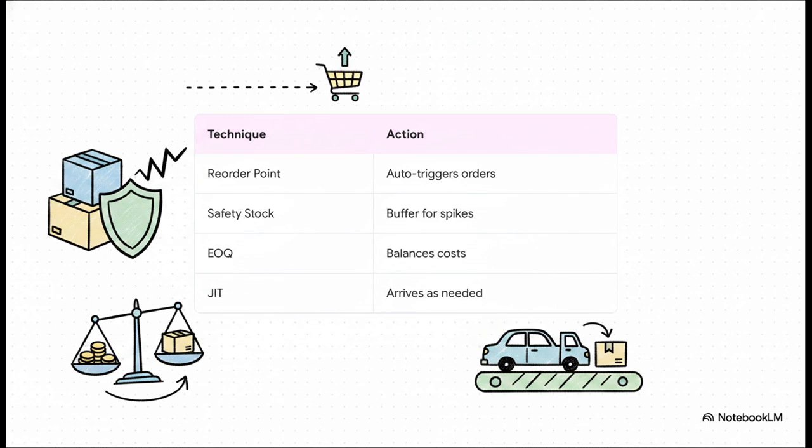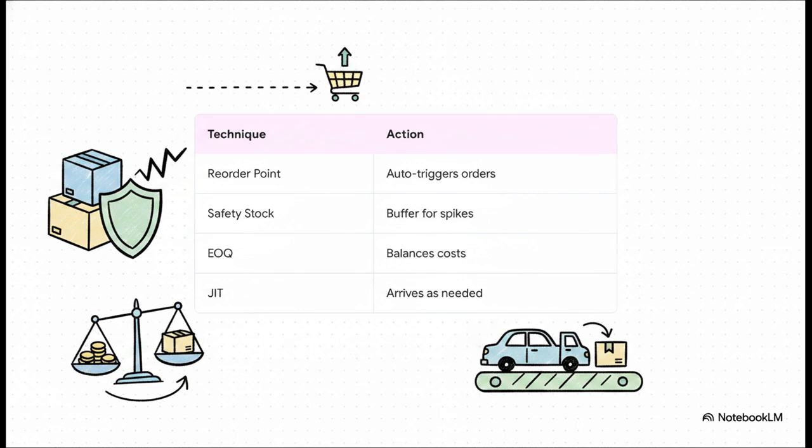Once you forecast that demand, you have to optimize the stock you actually hold in the warehouse. For your notes, group these 4 specific optimization techniques together. First up is the reorder point. This is where the ERP automatically triggers a purchase order when stock hits a minimum level, acting before you even realize you're running low. Second is safety stock.